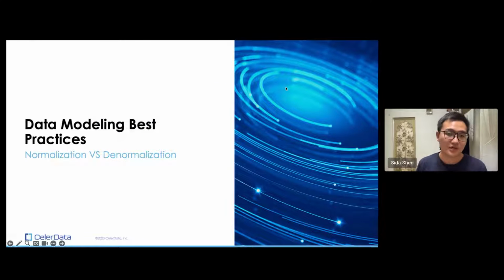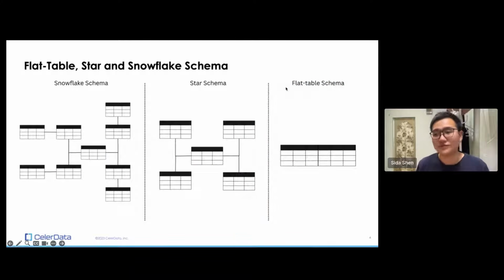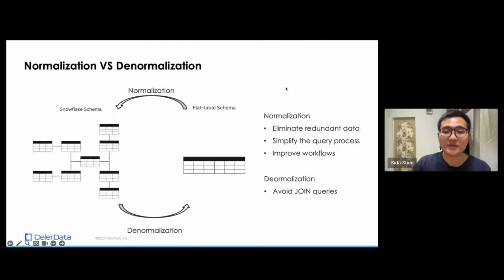And first, let's talk about data modeling and what kind of data models there are, right? And here you must have seen this before: flat table schema, star schema, and snowflake schema, right? Flat table schema is a single table schema, where you put all of your data in a big flat table, whereas star and snowflake schema are multi-table schema, right? So they're relational. So you have multiple tables and the tables relate to each other on some column or on some key, right?